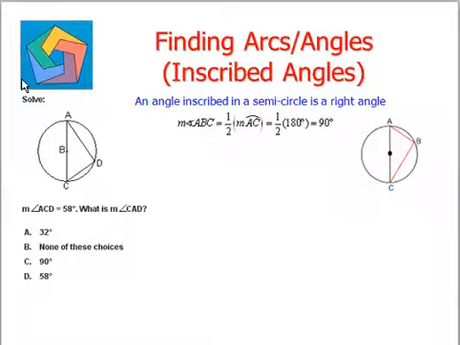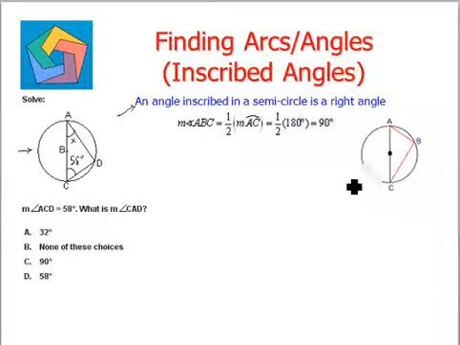Solve. Here we are given a circle. Measure of angle ACD is 58 degrees. ACD is this angle, this is 58 degrees. What is the measure of angle CAD? We have to find out this angle. Let this be X. Now here we'll be using a property that angle inscribed in a semicircle is a right angle.